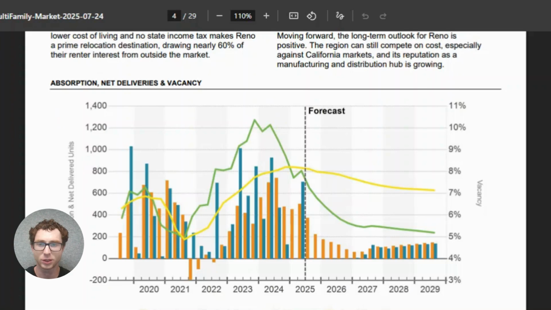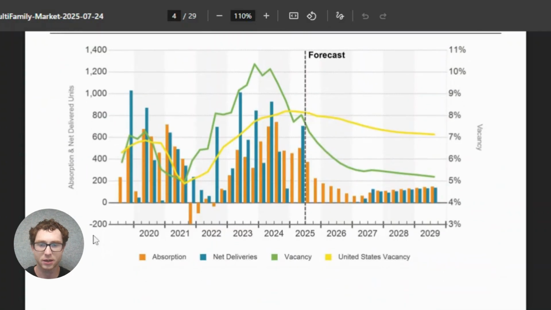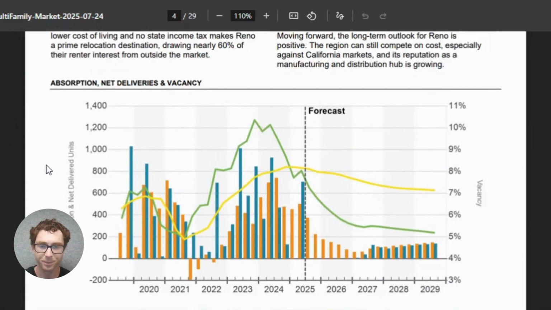It shows the absorption, the net deliveries, and the vacancy rate. So let's go ahead and take a look. The absorption is going to be the orange color. The net deliveries is the blue color. The vacancy is the green color. And we're going to be looking at those three things right now.